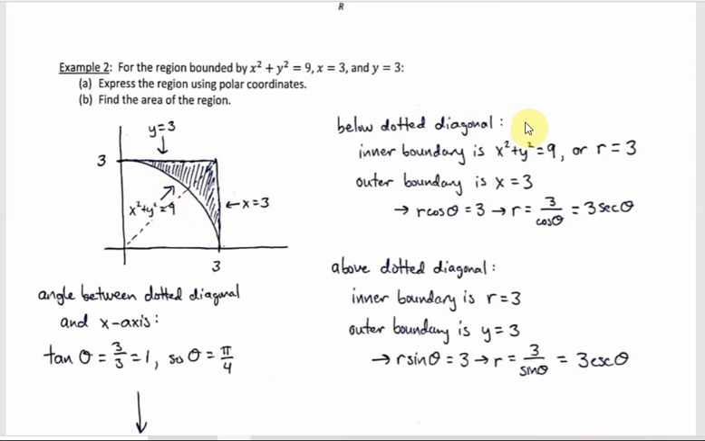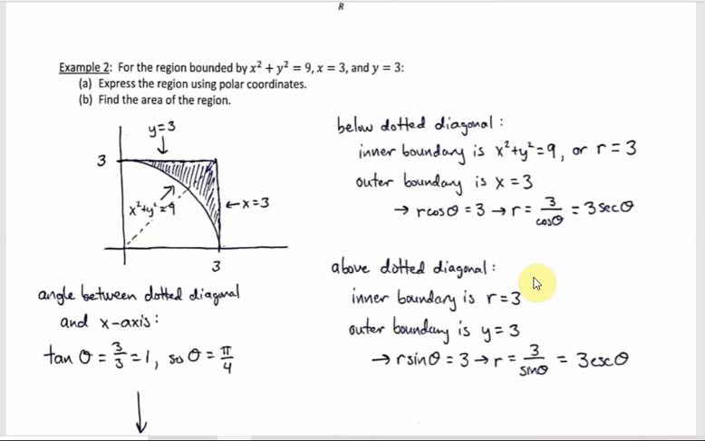So below the dotted diagonal, the inner boundary is the circle, which would be that r is equal to 3, right? Because x squared plus y squared equals 9. That means r squared is 9, so r is 3. And then the outer boundary is x equals 3, but how do you write that in polar coordinates? Well, we said that x was r cosine theta. So basically I just subbed in here and I said, okay, well if x is 3, then r cosine theta is equal to 3. But then that would mean that r is 3 over cosine theta, but 3 divided by cosine theta is the same as 3 times secant theta.